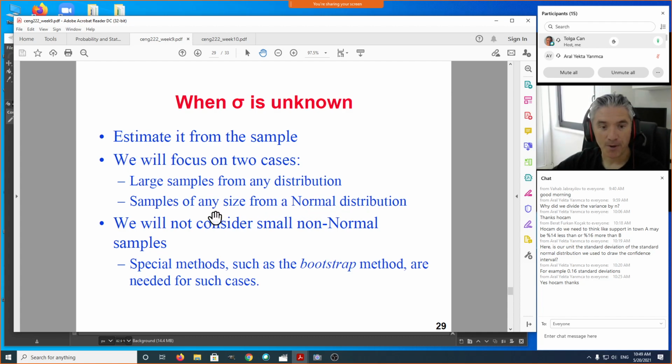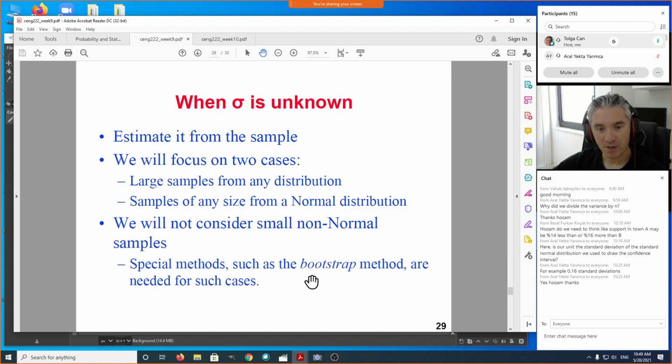If we have a small sample from a non-normal distribution, we are not going to consider that in this course at all. There are some techniques called bootstrapping, for example, in chapter 10. We are not going to cover that section of chapter 10. We're just going to cover the first section of chapter 10, which is chi-square tests to test for a family of distributions.